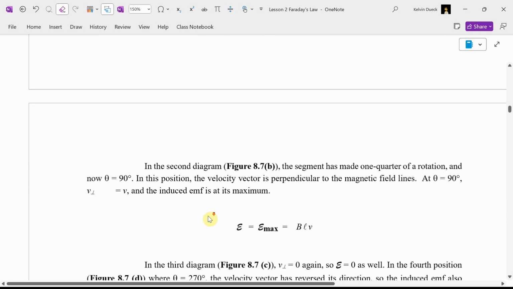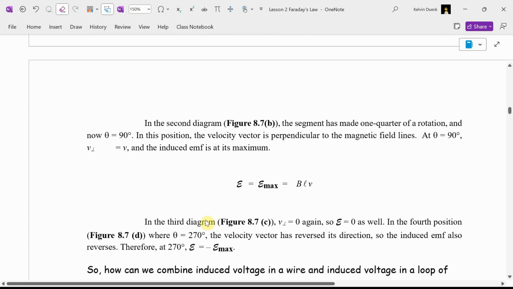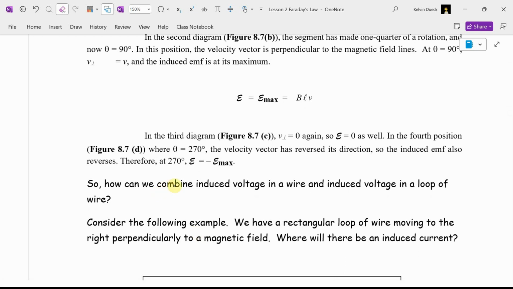Next page. So you get your maximum voltage when the coil is moving across the magnetic field, perpendicularly to the magnetic field, and that would be BLV. You get no voltage when the coil is moving parallel to the magnetic field. That would be zero. So here's the question. How can we combine the induced voltage in a wire, BLV, with this idea of inducing voltage in a loop of wire as it spins?